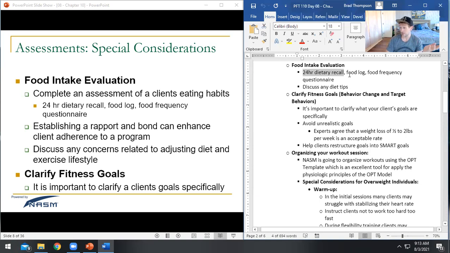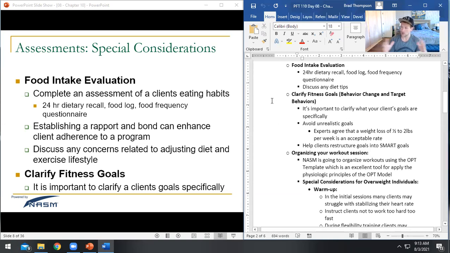But if your client happens to already have been logging their food, if they use like MyFitnessPal or whatever, you can check that. That's great. Or you can do a food frequency questionnaire, which I like to just work into the general history questionnaire. We're just trying to get a pretty clear view of what it is our client is eating. And then we're going to sit down and talk about any dietary tips.